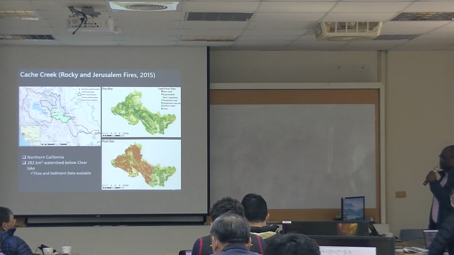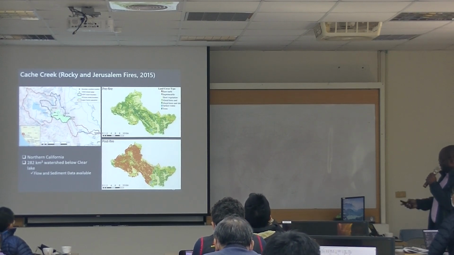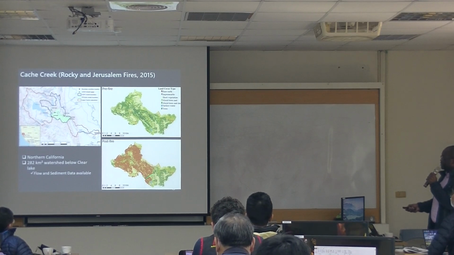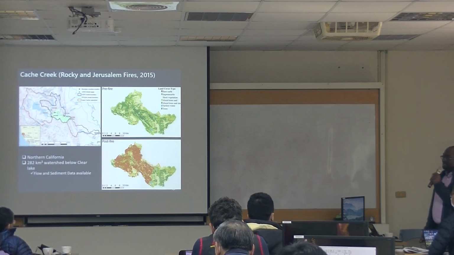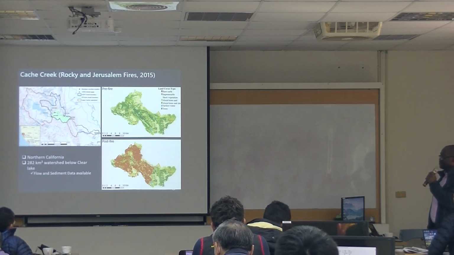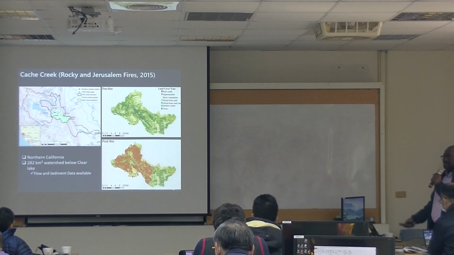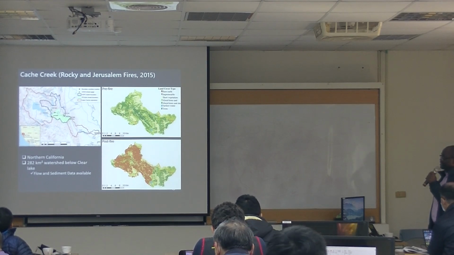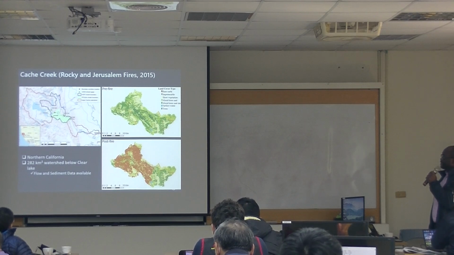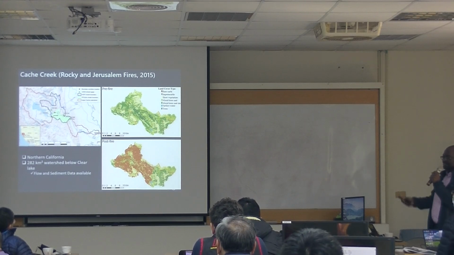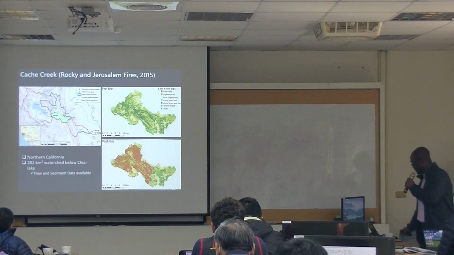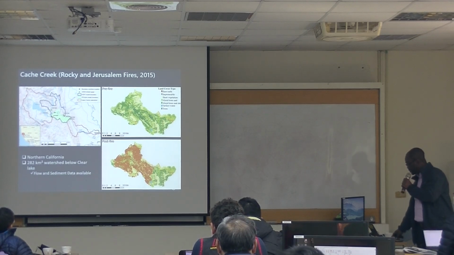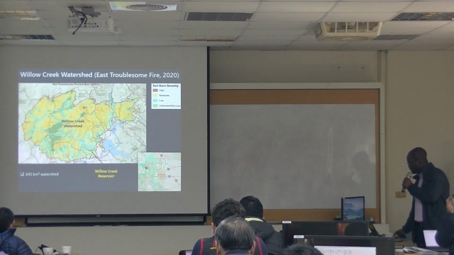that also was burned. We had a high percentage of the watershed that's burned, 282 square kilometers. And we have data that's available, so we have flow and sediment flux data before the fire and after the fire. And so we're able to use that and look at the fire effects, understand what's going on from year to year. So this is one watershed that we're looking at.